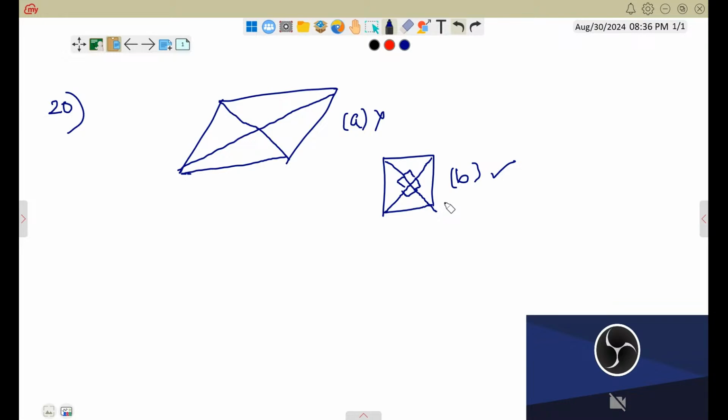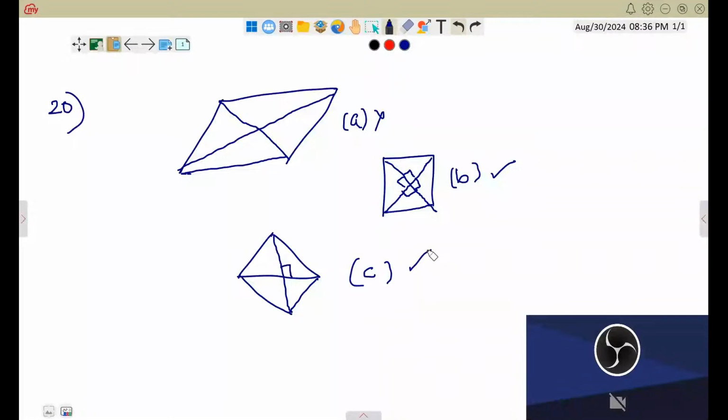Option C, if the diagonals of a quadrilateral intersect at right angles, it is necessarily a rhombus. See, in a rhombus, the diagonals intersect and the angle between the diagonals is 90 degrees. Okay, so option C is also correct.